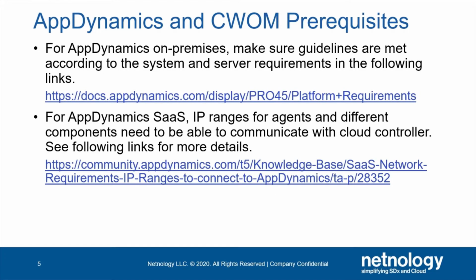For AppDynamics on-prem, make sure the guidelines are met according to the system and server requirements in the link below. For AppDynamics SaaS, IP ranges for agents and different components need to be able to communicate with the cloud controller. Further details are in the links below.